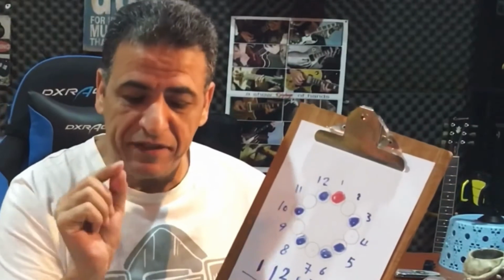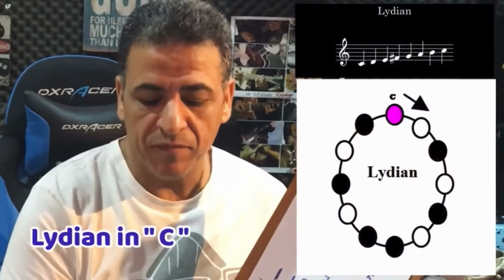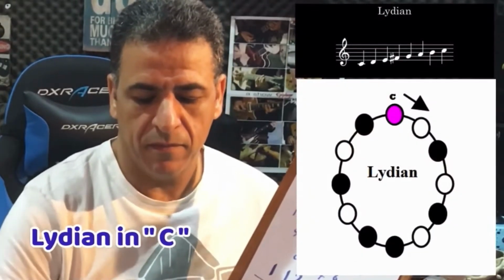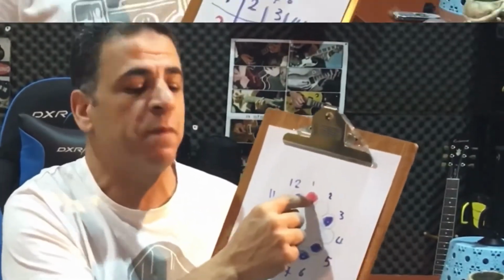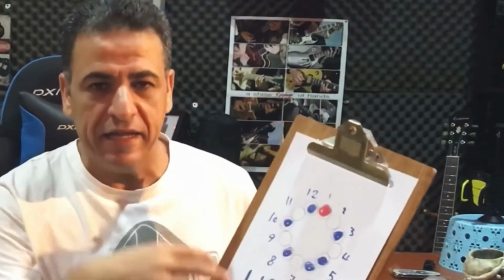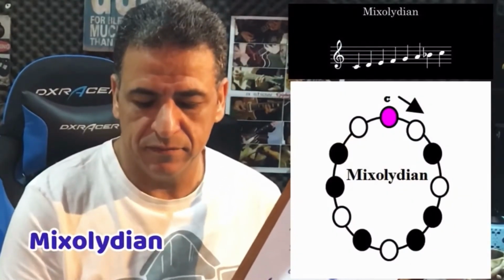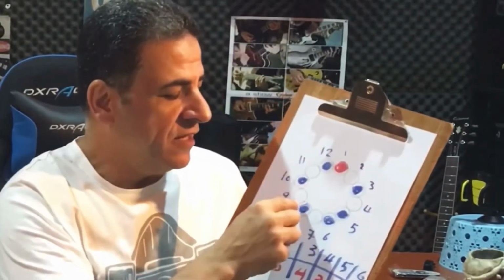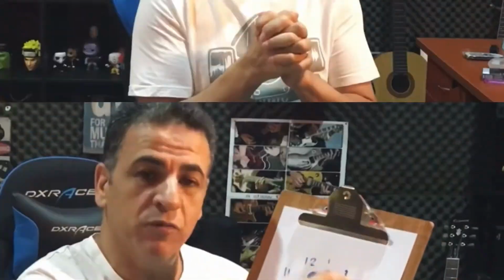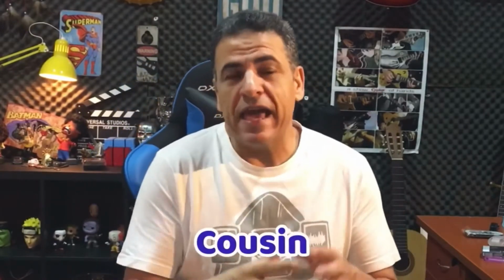So if we transpose the F note to F sharp, it will be the Lydian scale on C. So we just rotated this pattern from F to C. Another example, if we transpose the B note to B flat, then we will get the Mixolydian scale on C. So we just rotated the pattern from D to C. So we can define it as a relationship between cousins.